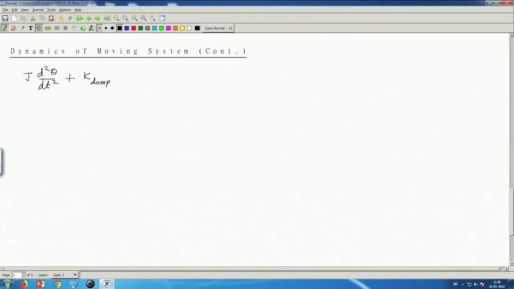Okay. So, let me use a simpler notation for ease of writing. Let me just write it as A, the next term as B, d theta dt. Okay. So, where A is actually J, moment of inertia. Okay. And then B is damping constant.